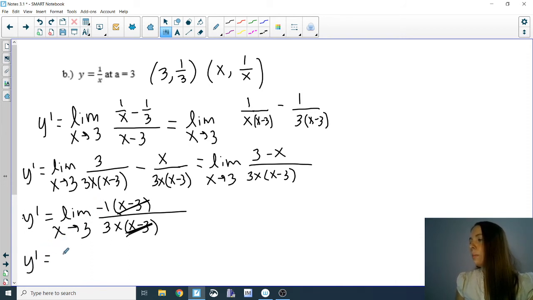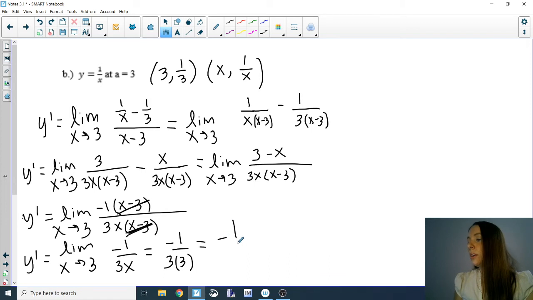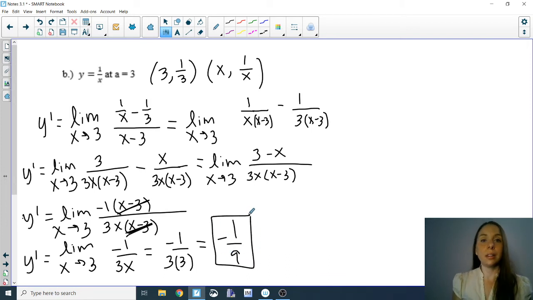And so I'm left with the limit as x approaches 3 of -1 over 3x. I can sub 3 in for the x at this point. And yay, we got the answer that we wanted to get, which was -1/9. Okay, so again, you have seen this example done with both the original definition and now the alternate definition, so you can decide which one makes most sense to you.